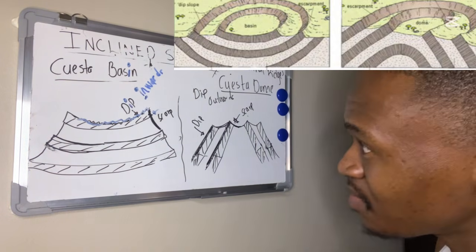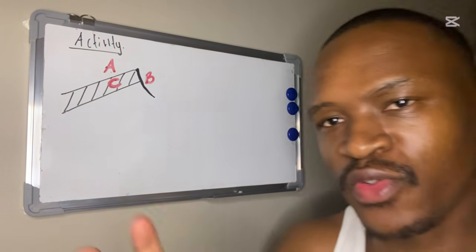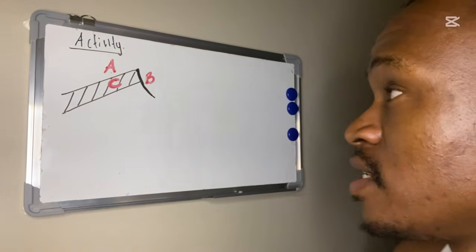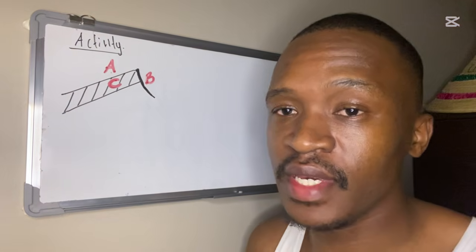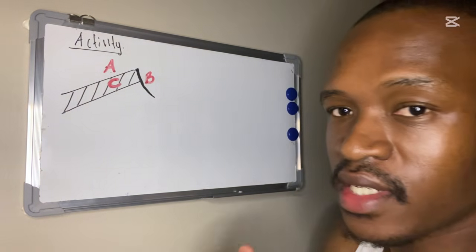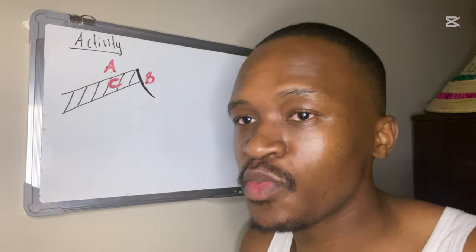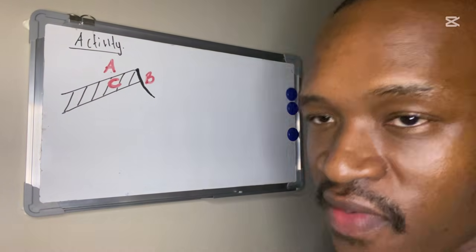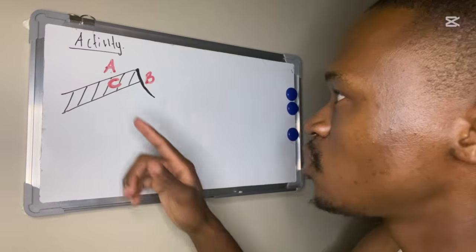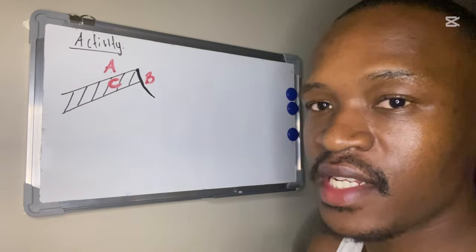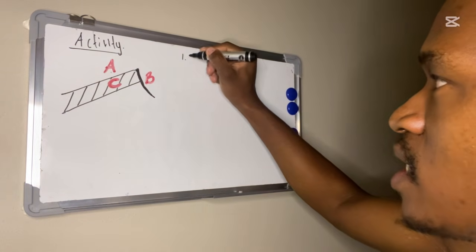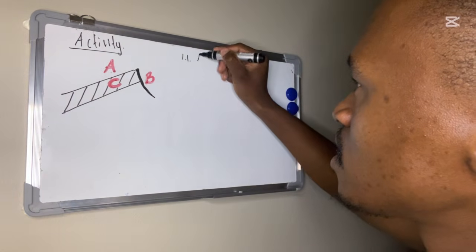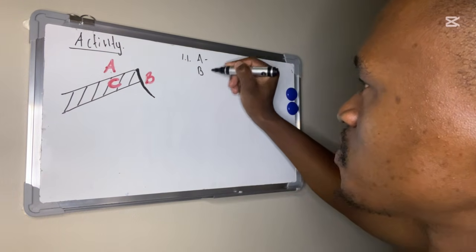So we look at the dip and the scarp. Okay, let's just do one short activity. Number 1, let's identify slopes A and B respectively. 1.1. Respectively means that you must give the answer in that order. They said A and B respectively.